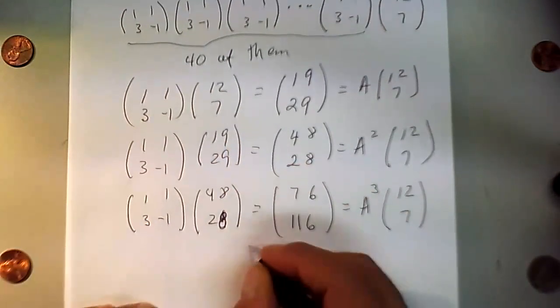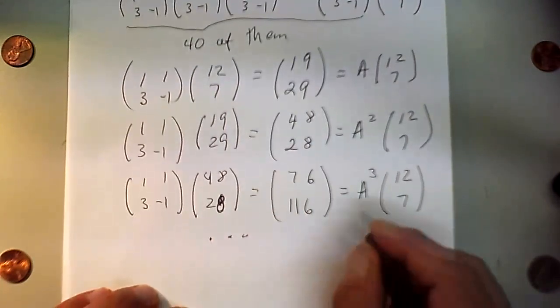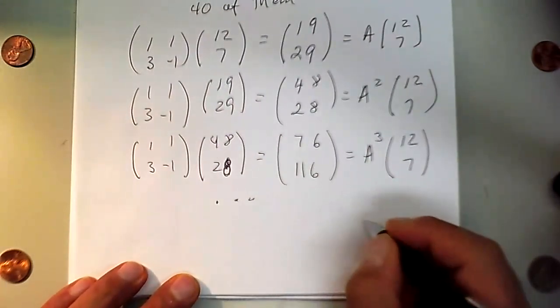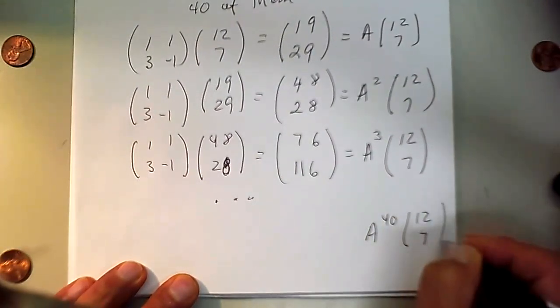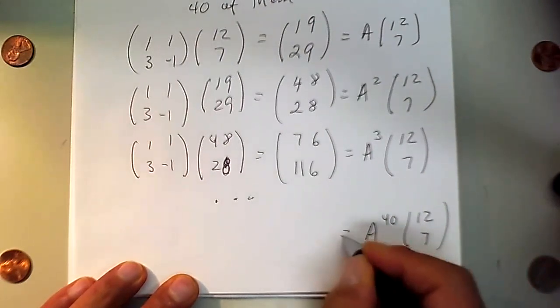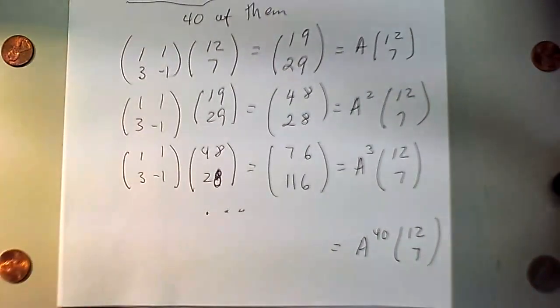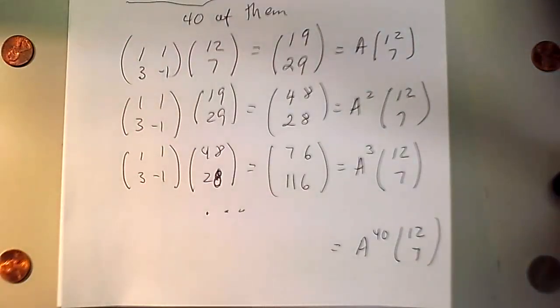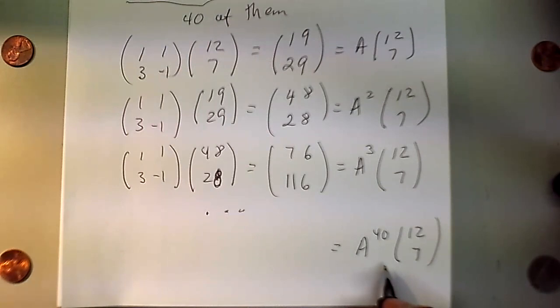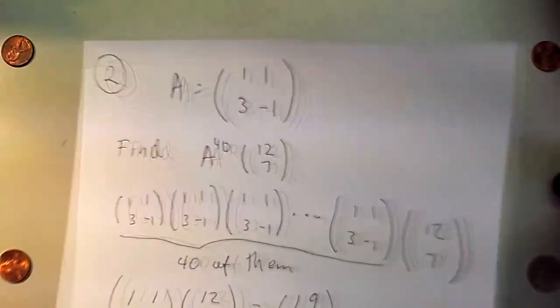So the question is, if we kept doing this for a while, eventually we will get to A to the 40 times 12, 7. That's 37 more steps. We could do it by hand. To be honest, I didn't even try to check with a big calculator, but the point is not to do it with software or technology. What we want to do is be able to figure this out by eigenvalues, by hand, essentially.